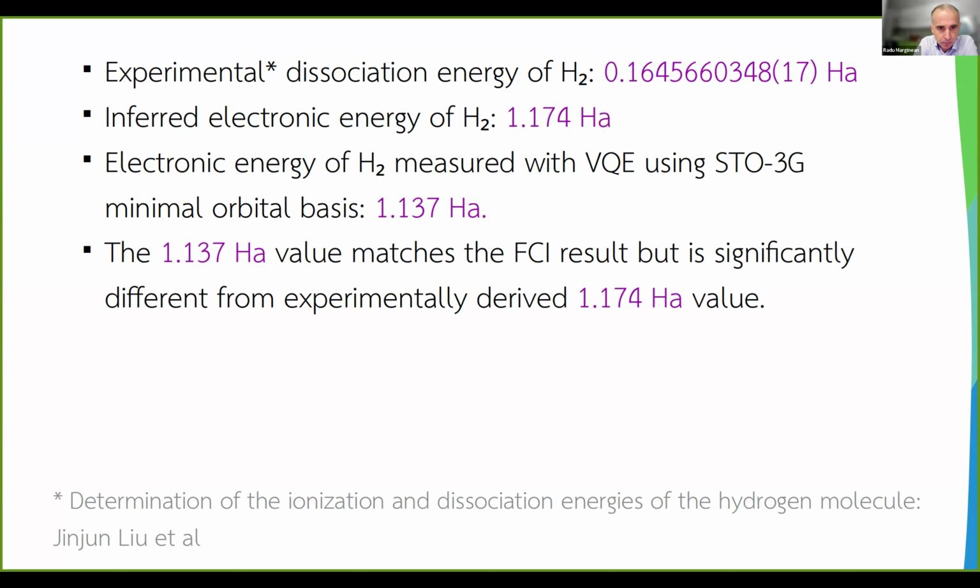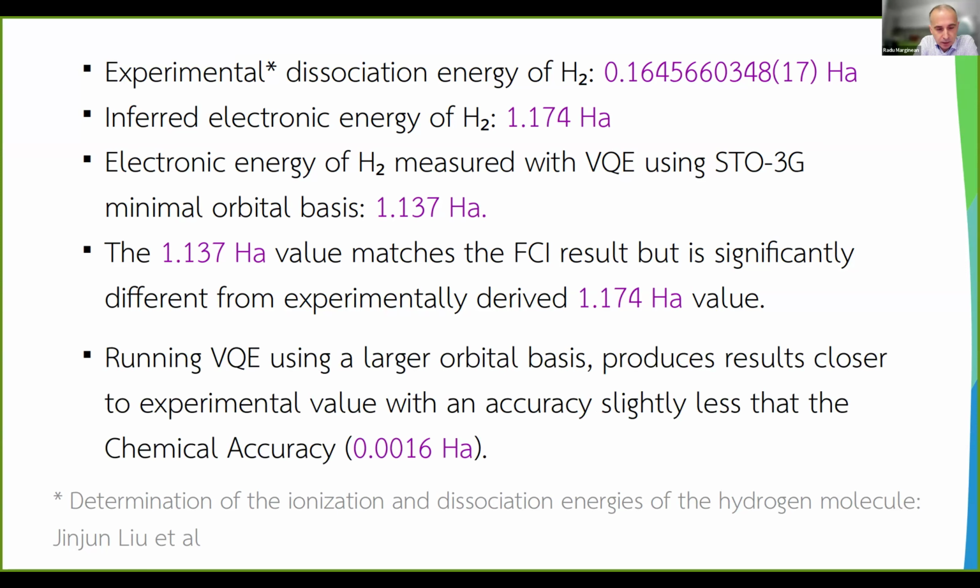As you know, the Hilbert space has infinite dimension. But when you do a calculation on a molecule, you need to work in a space of finite dimension, and you select a set of orbitals. STO-3G is the minimum set of orbitals, and for this, the FCI result, which is equal to the result that you get using VQE, is very good, but it's quite far from the accurate experimental result.